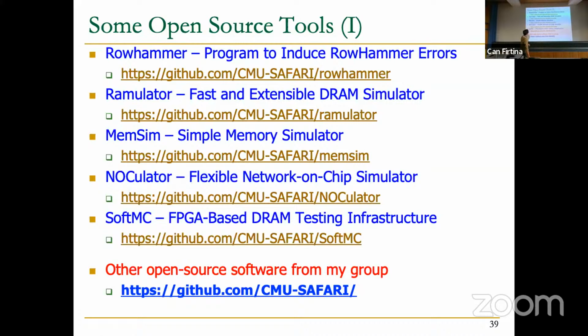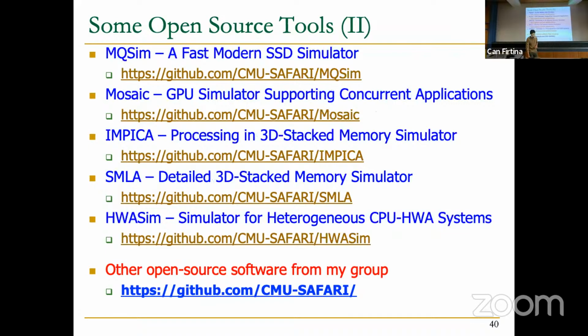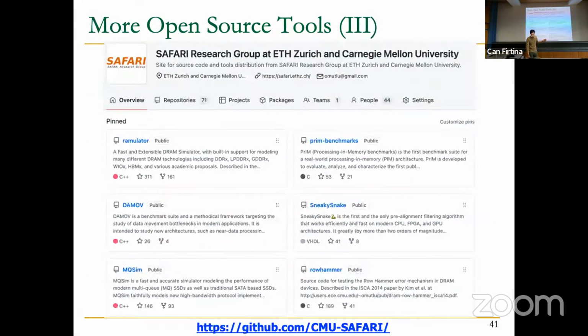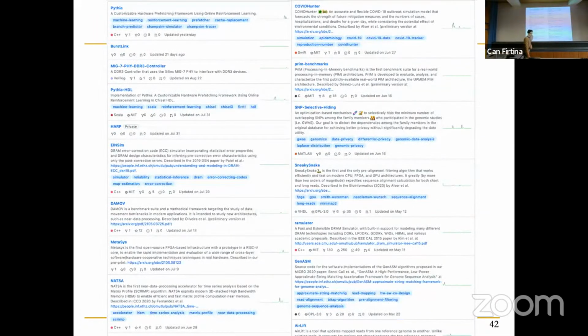And these are many more links for the popular or famous RowHammer work, Ramulator, MemSim, Noculator, which is a network on chip simulator, and many more, right? So as you see, in the end, for essentially every single paper that we write, we generate code, right? Maybe benchmarks, maybe a simulator, maybe data, scripts, etc., and everything is publicly available, because it's also a very good way of making your research more impactful.